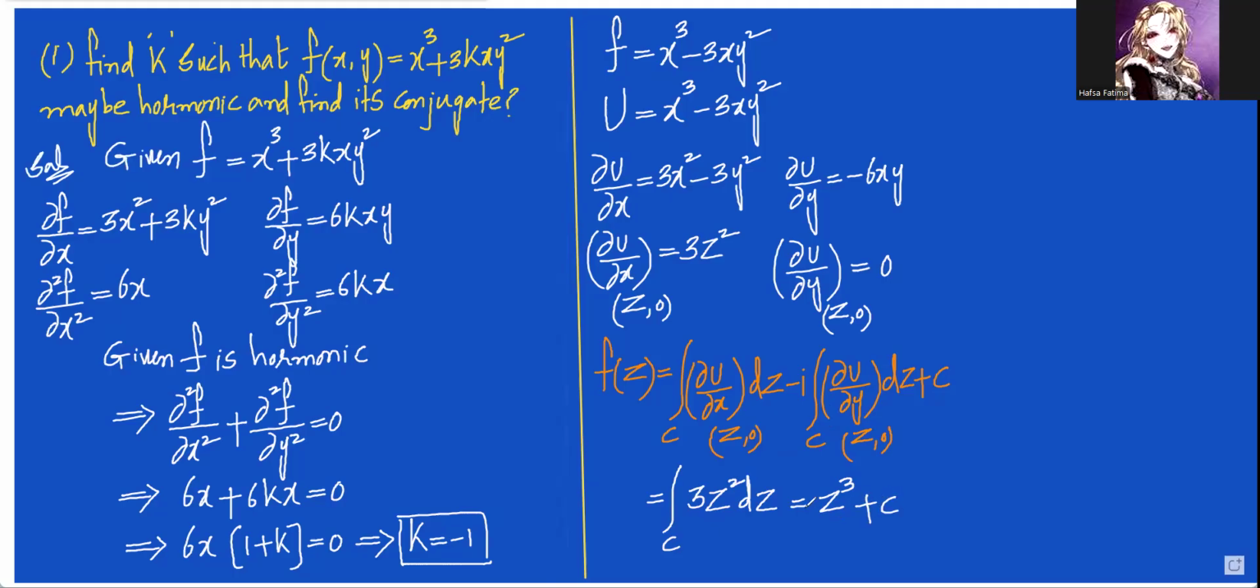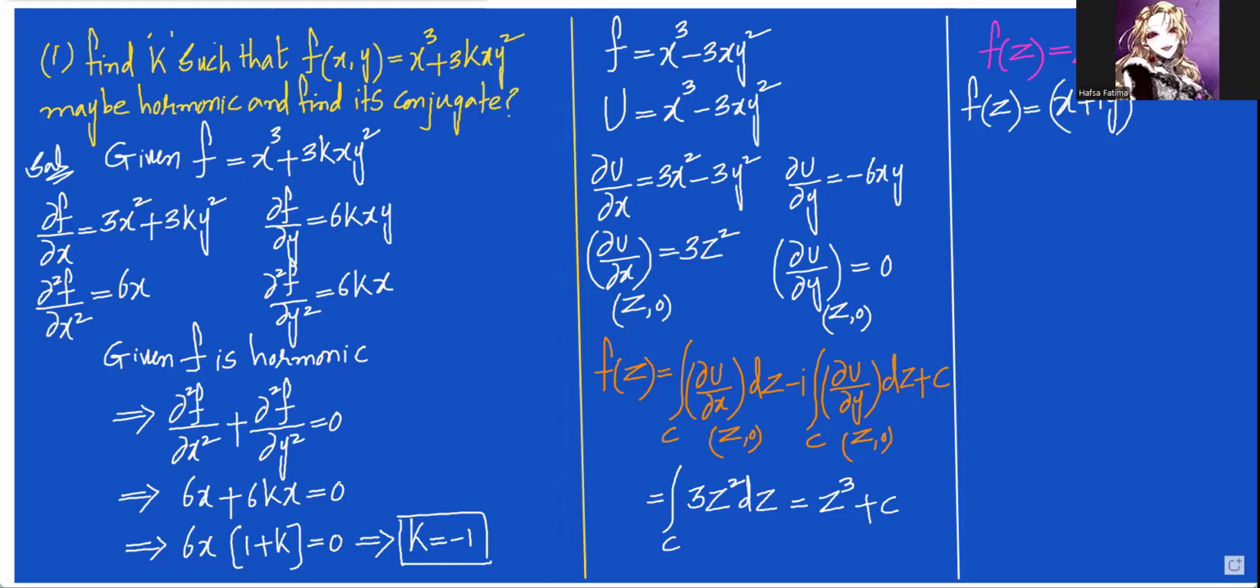So I got f of z. What is that? z cube plus C. So we take only z cube, don't take c. C is only for adding the arbitrary constant. So here I can say our f of z is z cube. Z cube means I can say that z value is x plus i y. So this f of z is equal to x plus i y whole cube.